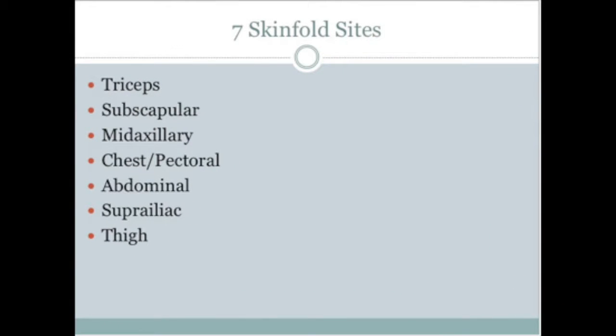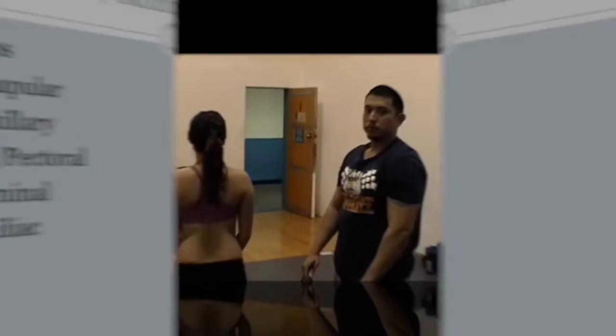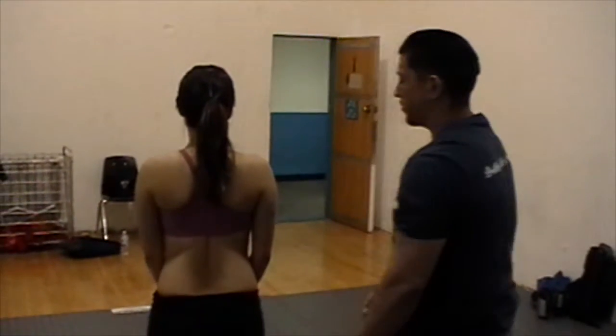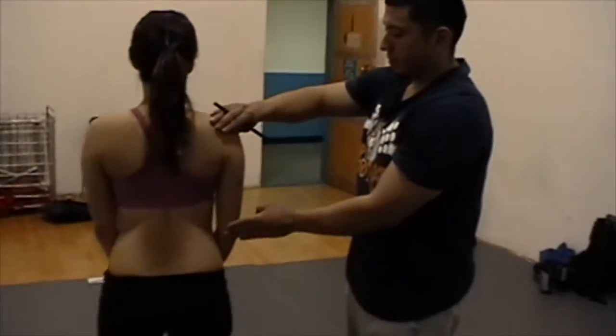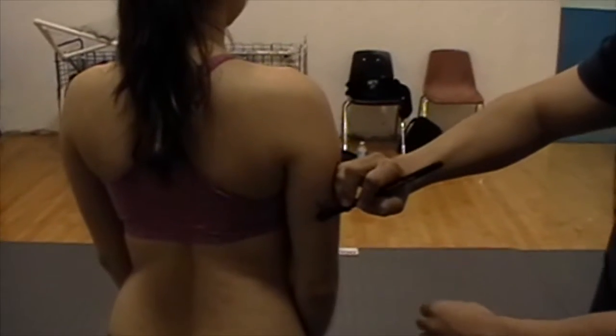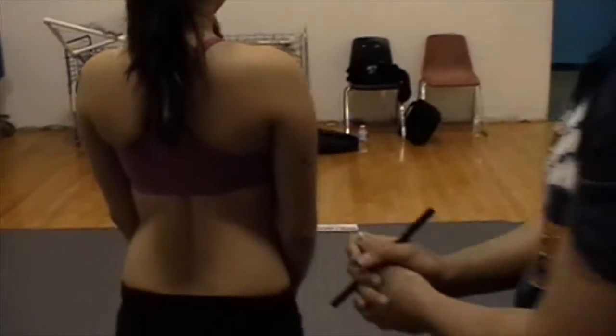The 7 skinfold sites are the triceps, subscapular, mid-axillary, chest pectoral, abdominal, suprailiac, and thigh. All measurements are to be taken on the right side of the body. First is the triceps, with the arm held freely to the side of the body. It is a vertical fold on the posterior midline of the upper arm, halfway between the acromion and olecranon process.